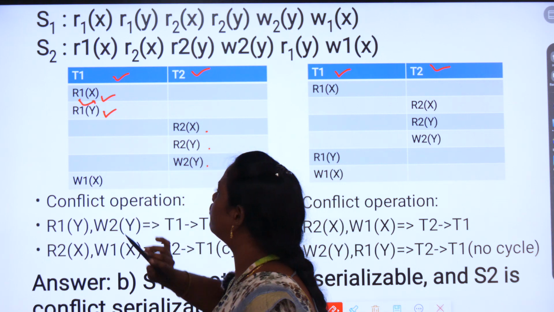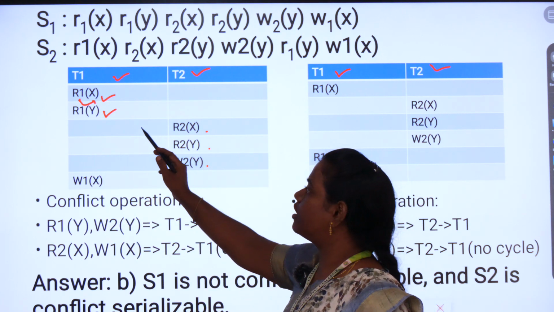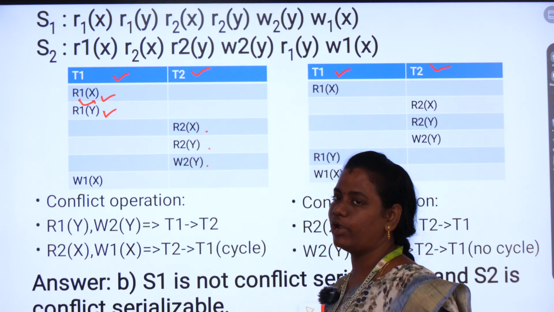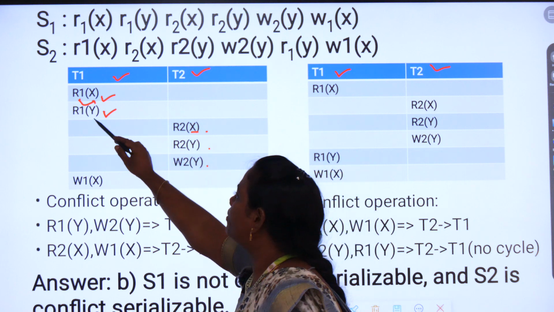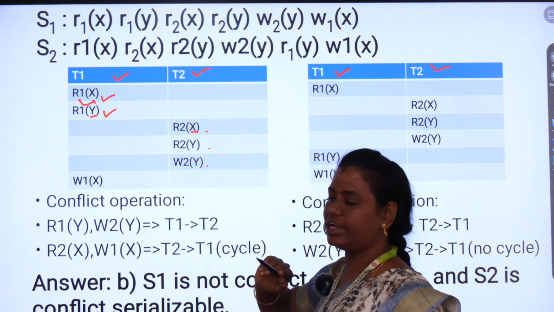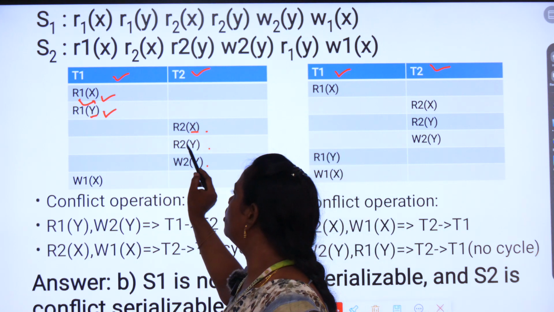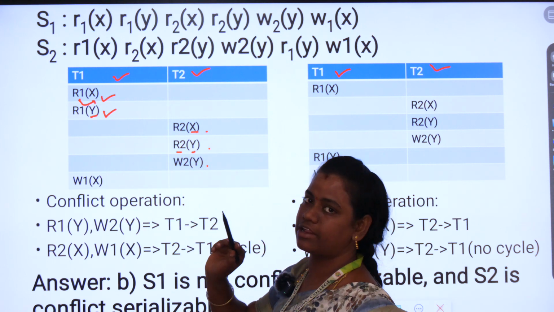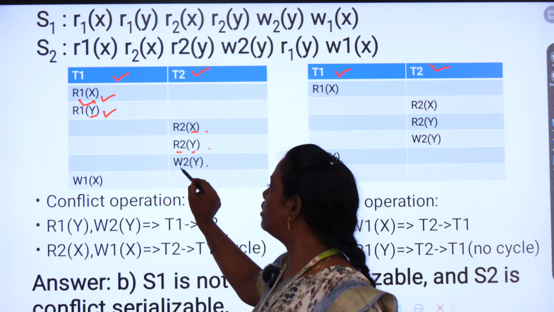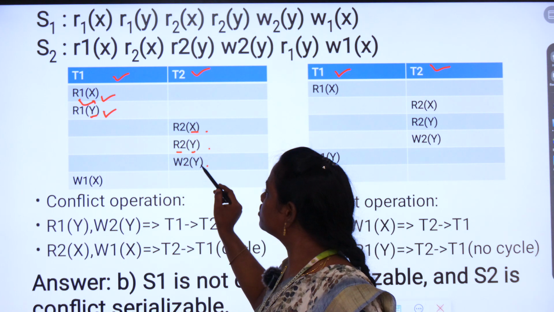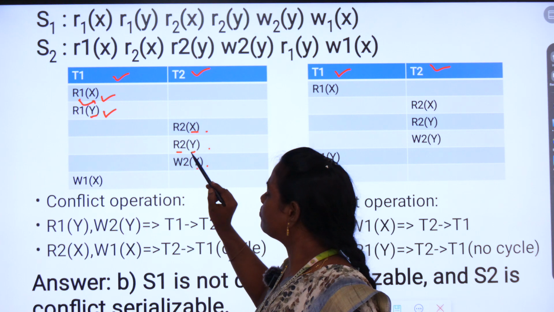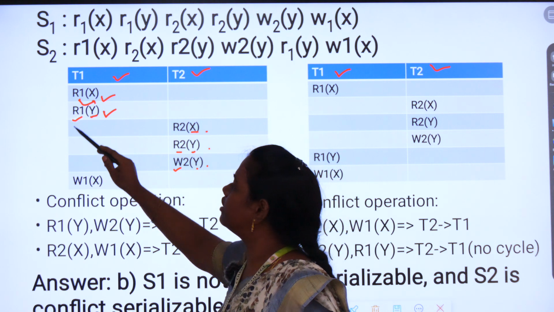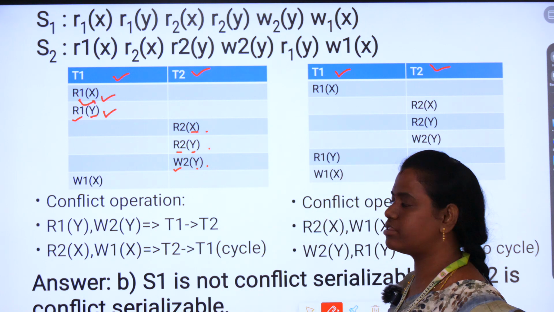Next I am going to check R1 of Y. I am going to compare with transaction 2. R1 of Y is compared with R2 of Y. Here both are performing operations on two different data, so there is no conflict. Here also it is the same data, but both are read operations, so there is no conflict. And then next, both are performing operations on the same data, but here it is a write operation and here it is a read operation, so definitely there is a conflict.